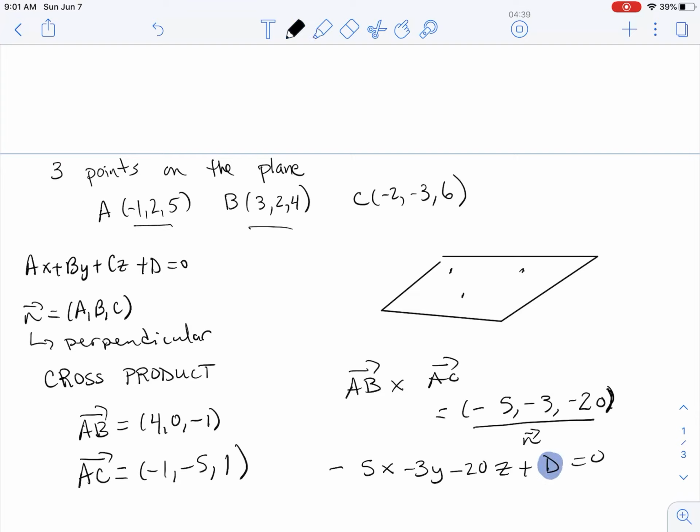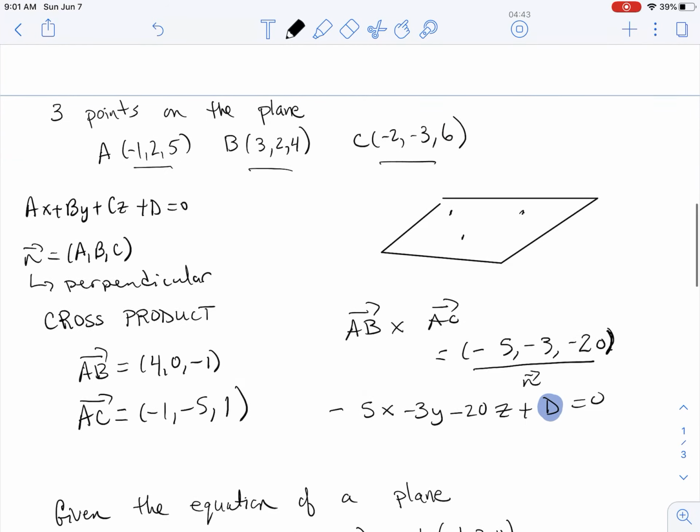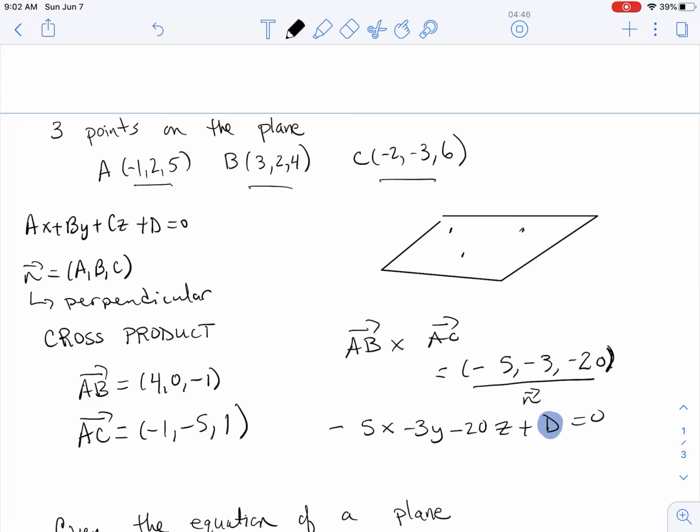Now same task, we need to come up with D. You can use any of these points because they all lie on the plane. So I'm going to choose the first one.